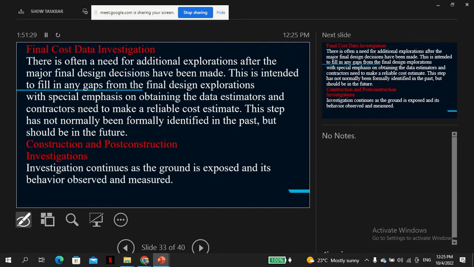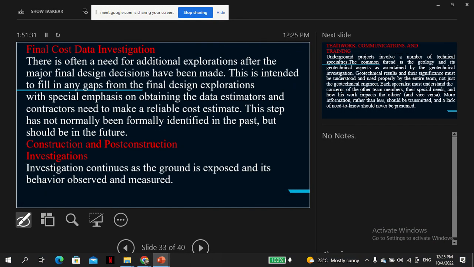So the final cost and data investigation: there is often a need for additional exploration after the major design decisions have been made. This is intended to fill any gaps from the final design exploration, with special emphasis on obtaining data for the estimators, and help contractors make reliable cost estimates. This step has not normally been formally identified in the past, but should be in the future.